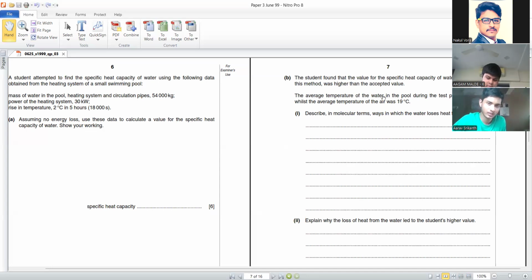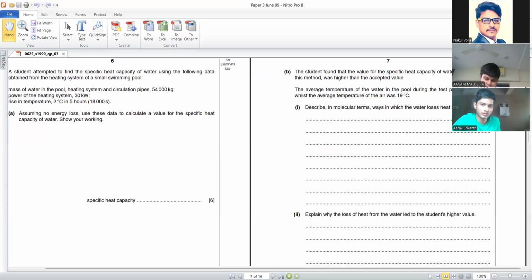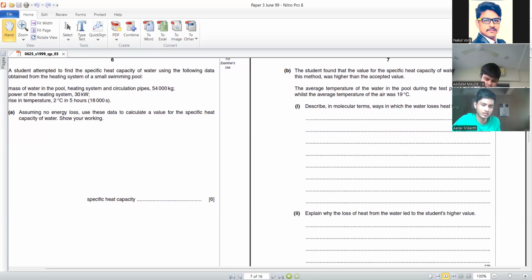The average temperature of the water in the pool during the test period was 24 degrees Celsius, while the average temperature of air was around 19 degrees Celsius. Describe, in molecular terms, one way in which the water loses heat from its surface. There's evaporation. Evaporation is one of the things, yes. Convection, in terms of radiation. In terms of the molecular way, it can work out.